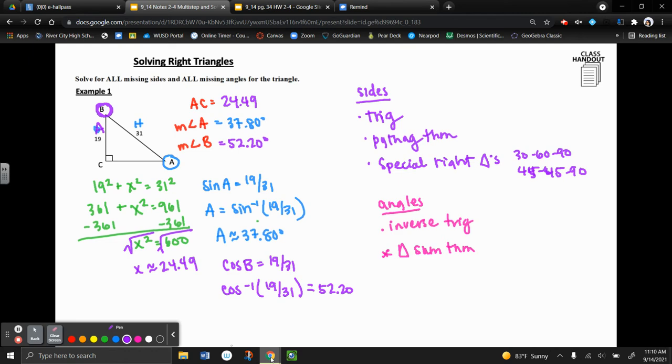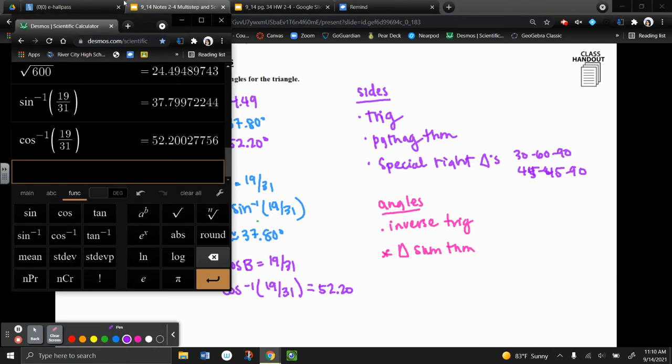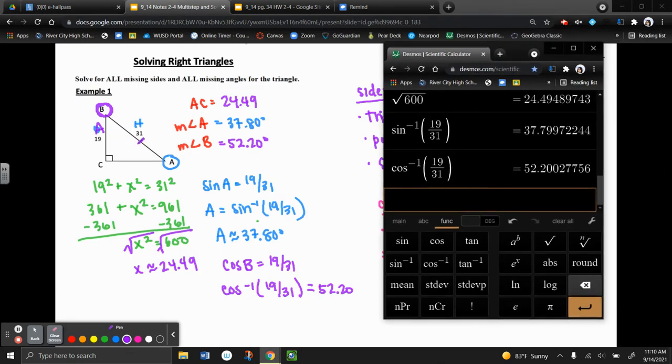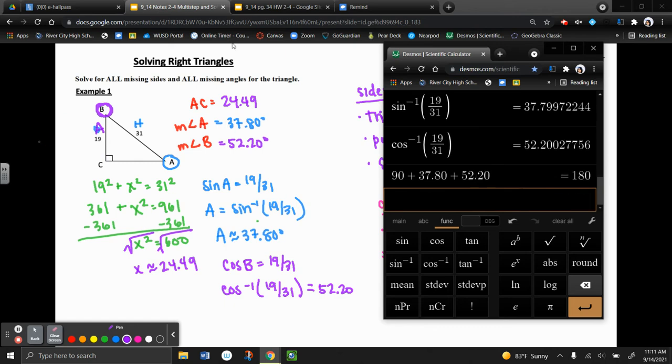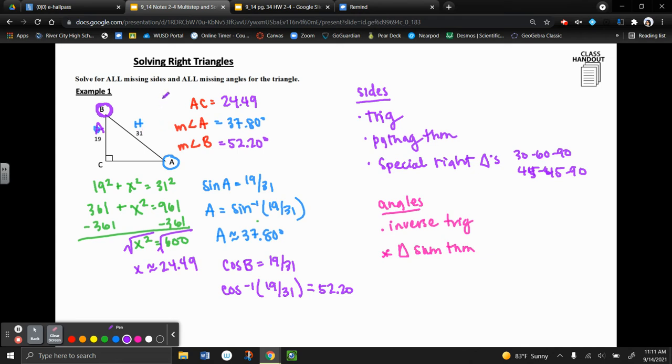What we could do is just double check using triangle sum theorem that that's correct. Since we know there's 180 degrees in a triangle and we know that this is 90, we should be able to add these together, and it should equal 180, which it does. So that's how you can check to make sure you're correct. So now I've solved for all the missing parts and we're done.